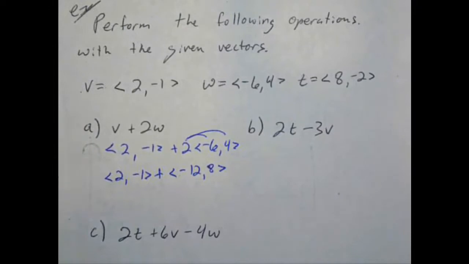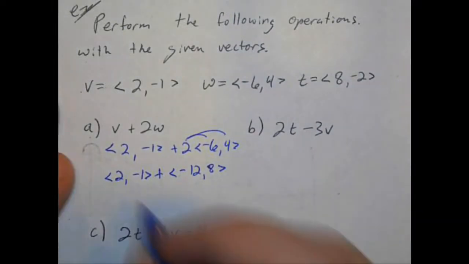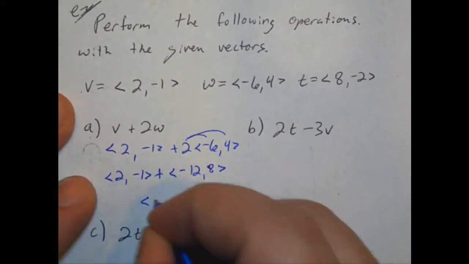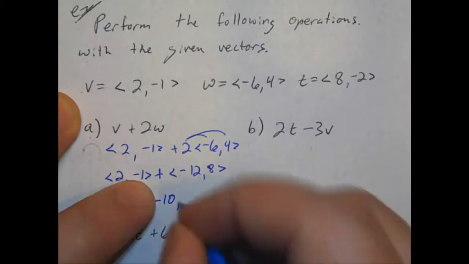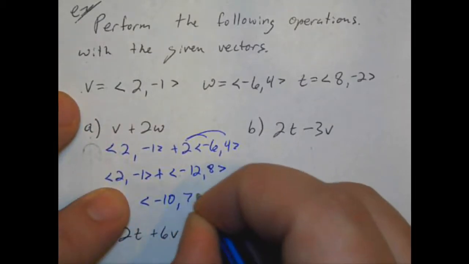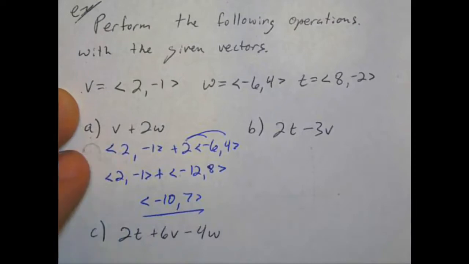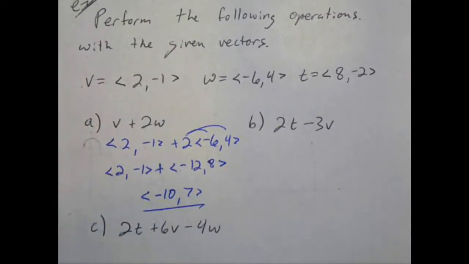And when I combine these, they have a total combined x direction and a total combined y direction. So when I have 2 and negative 12, together those make negative 10 in the x direction. And in the y direction, I have negative 1 and 8, which together will make a y direction of 7. That would be it. That is v plus 2w.